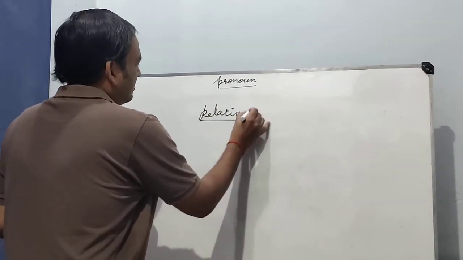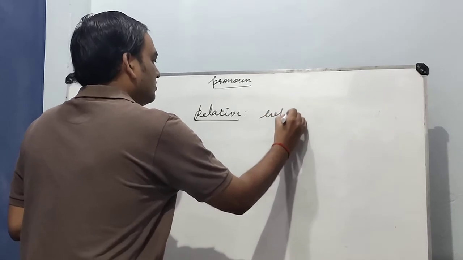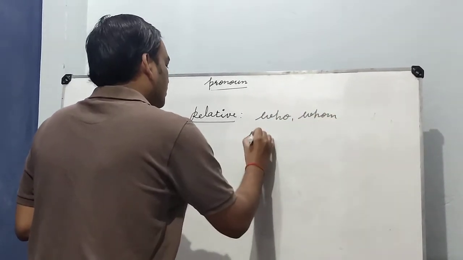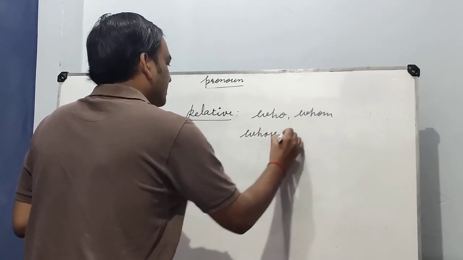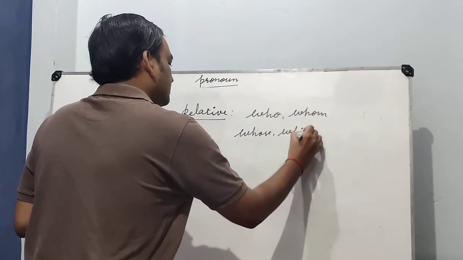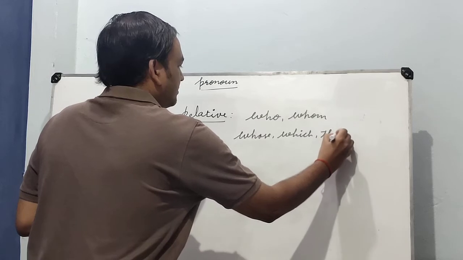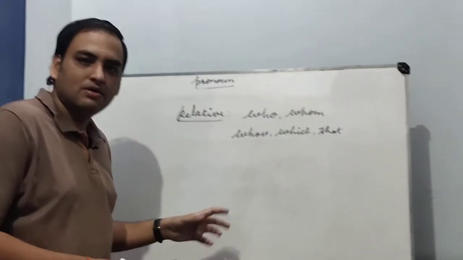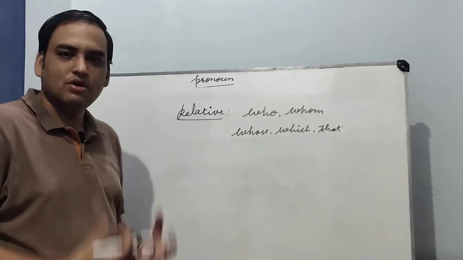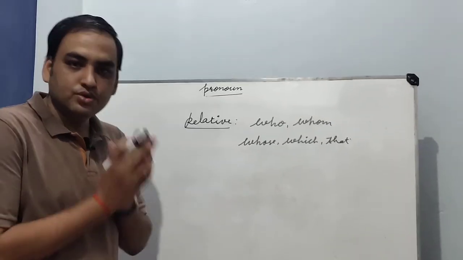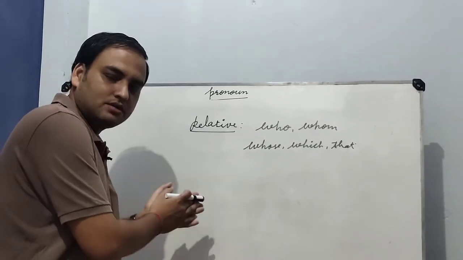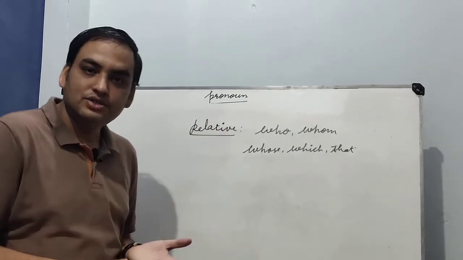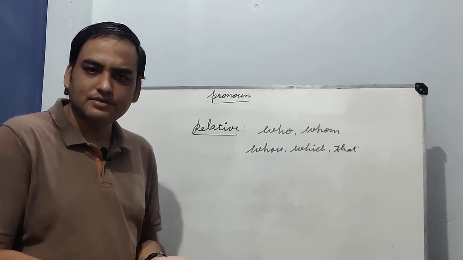Relative pronouns are the words who, whom, whose, which, that. Okay, so these are the words used as relative pronouns. What are the relative pronouns? These are the words basically you use to connect two words or sentences. Like, I met a teacher, I met a person who is a teacher.